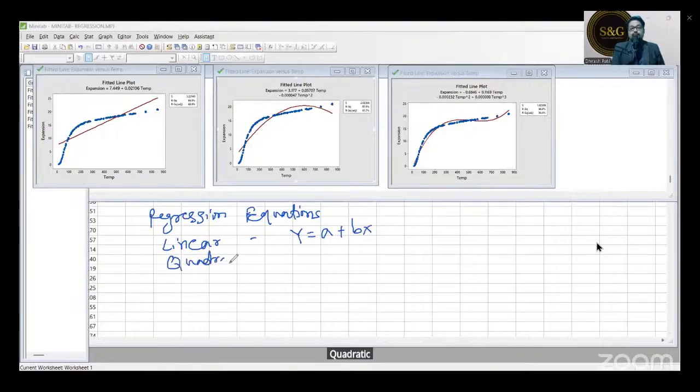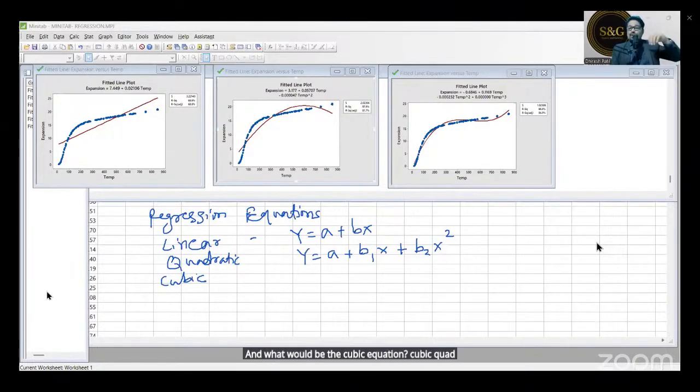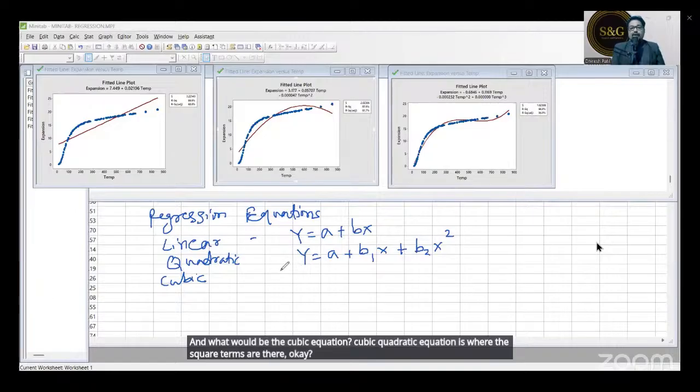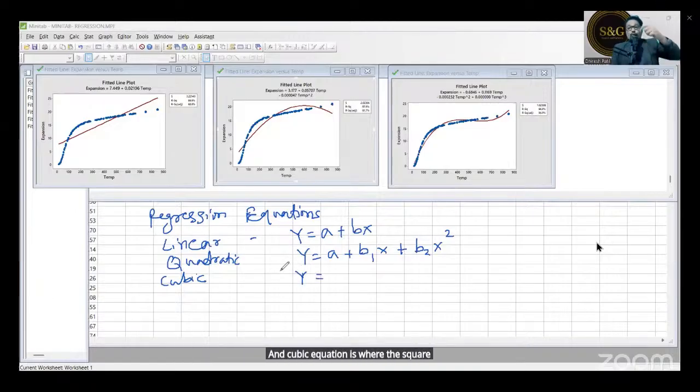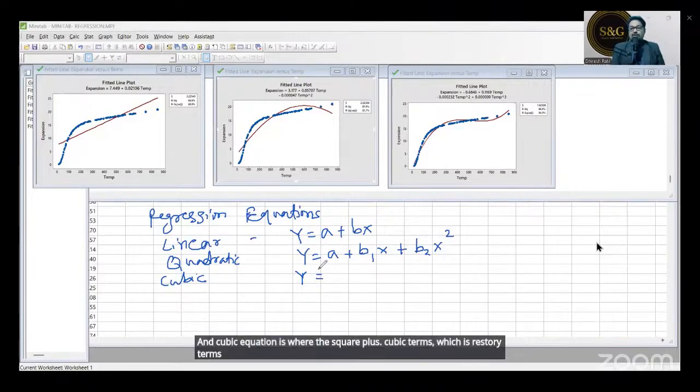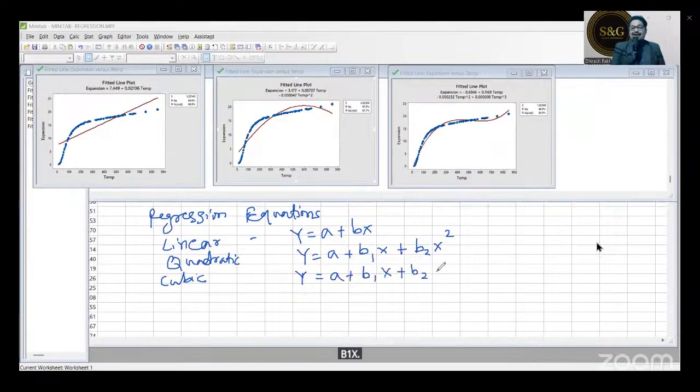Quadratic equation would be y is equal to a plus b1x plus b2x square. And what would be the cubic equation? Quadratic equation is where the square terms are there. And cubic equation is where the square plus cubic terms, which are raised to the power 3, will be there. So the equation will be like this: a plus b1x plus b2x square plus b3x cube. Now, when I say b1, b2, these are various slopes.